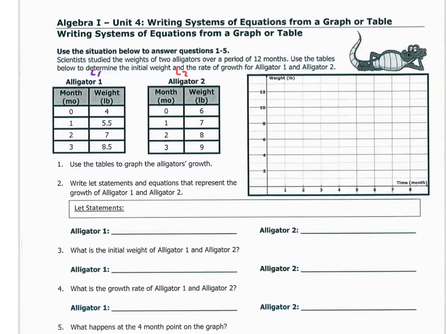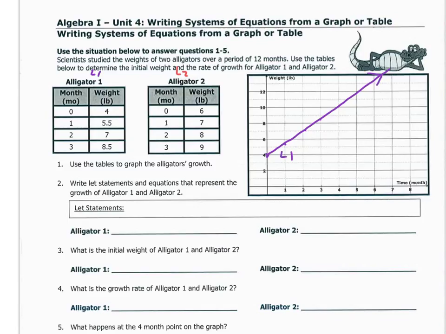So to graph alligator 1's line, we've got our ordered pairs here: (0, 4), (1, 5.5), (2, 7), and (3, 8.5). So I'm going to go over to my graph, and I plot (0, 4) first, and then (1, 5.5). We've got (2, 7), and then (3, 8.5). And then now I'm just going to connect a line between them. And we'll go ahead and label that as L1.